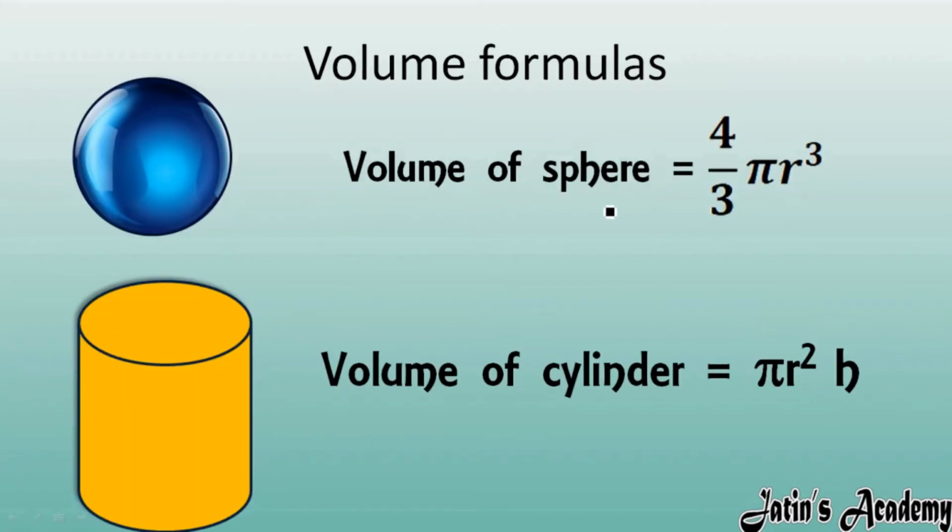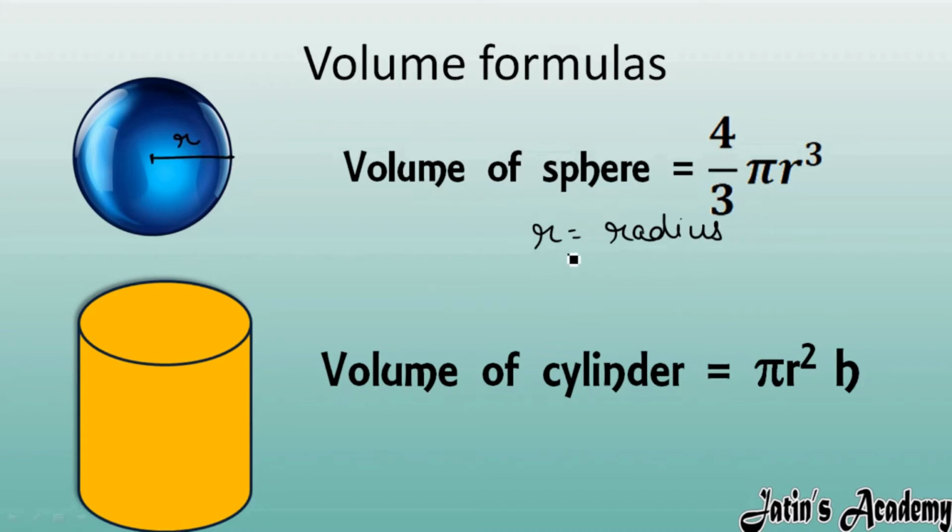Next we have volume of sphere. This is a sphere. So how to measure the volume of a sphere? By using the formula 4 by 3 pi r cube. So what do we mean by r here? R means the radius of the sphere. R means this one, the radius of the sphere.